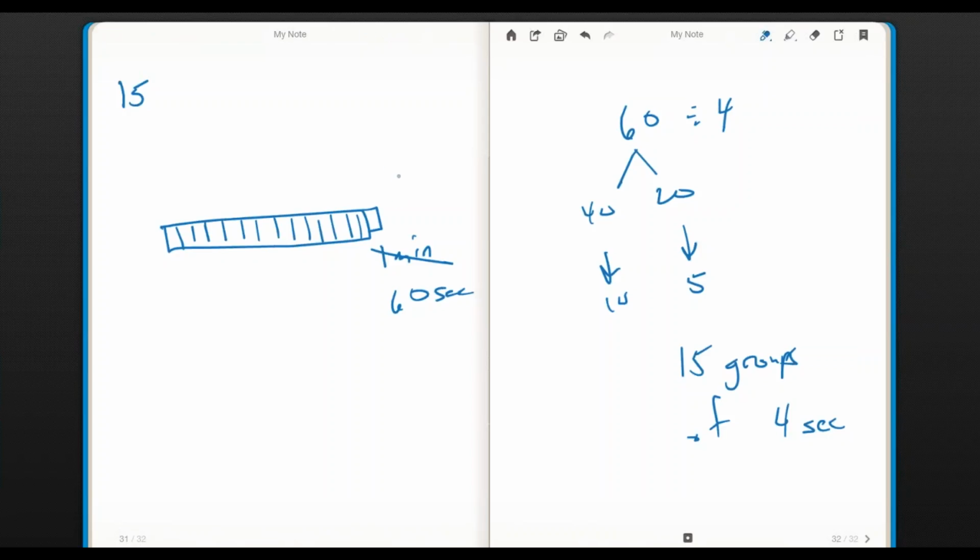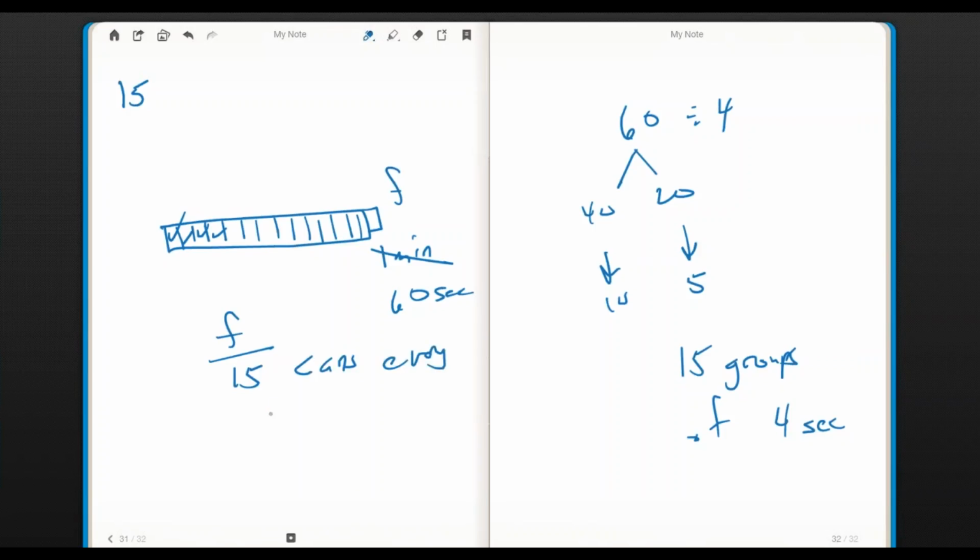Now, if you make F cans in the whole minute, what do you get when you make every 4 seconds? This one, and this one, and this one, and this one are all the same size. So the value of F is divided into 15 even groups, and in a minute, or in 4 seconds, you can do F over 15 cans every 4 seconds.